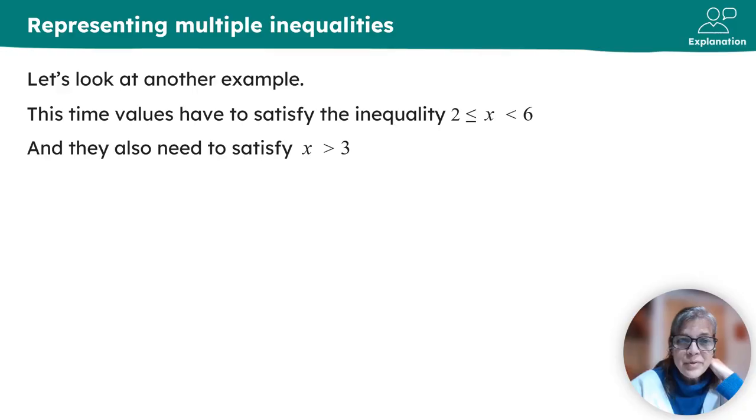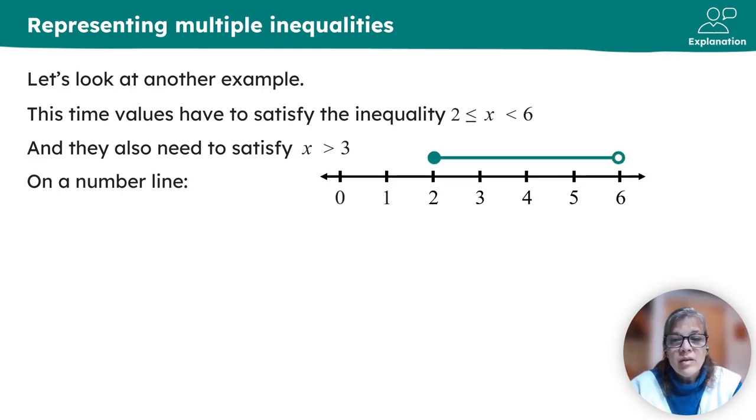Okay, one more example. This time the values have to satisfy this pair of constraints, plus they have to also satisfy x is greater than 3. Okay. So let's think of them on a number line. The first one, x has to be between 2, it could include 2, it has to be less than 6. But the second one, x has to be greater than 3.